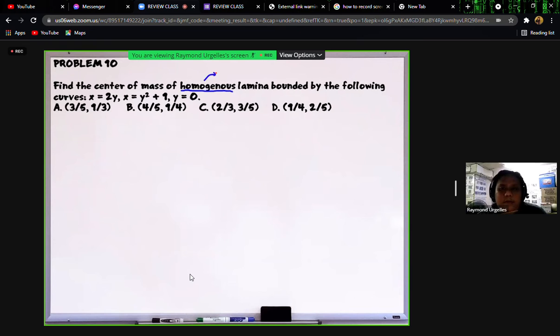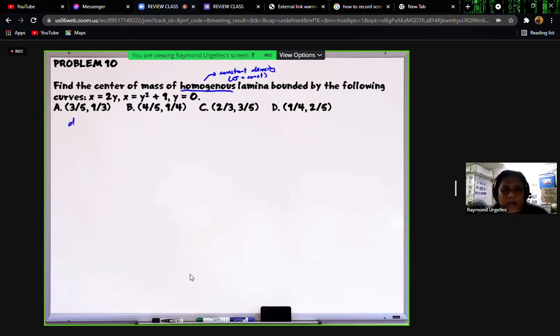Now, pag nakakita kayo ng ganitong term, homogeneous lamina, again, ang ibig sabihin nito, we have a constant density. Since we are dealing here with a lamina, ito yung sigma. So sigma is constant. Yun yung tatandaan natin pag sinabing homogeneous. Ibig sabihin yan, the mass is uniformly distributed over its entire area.